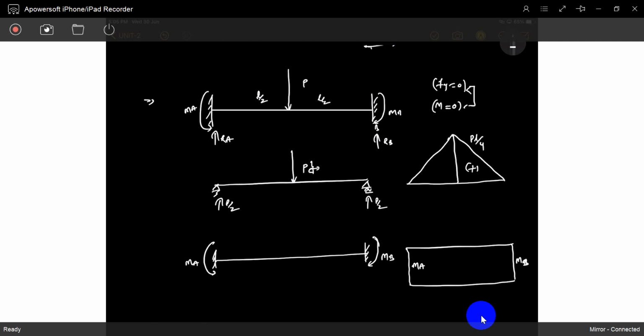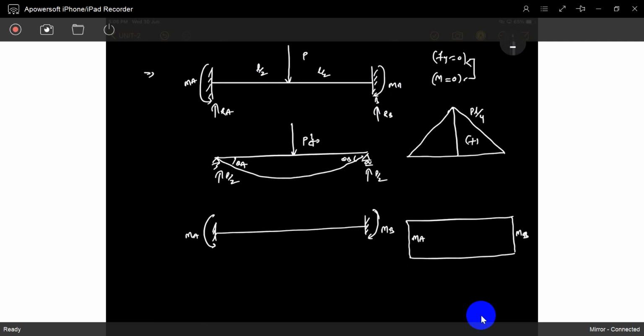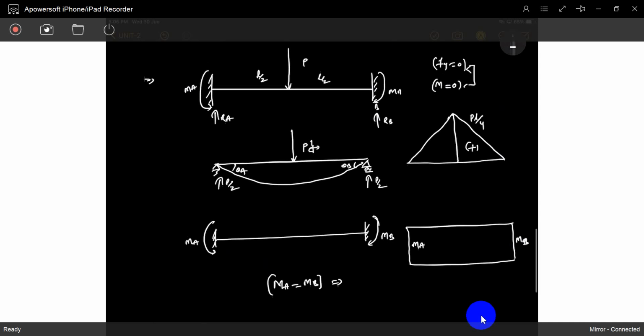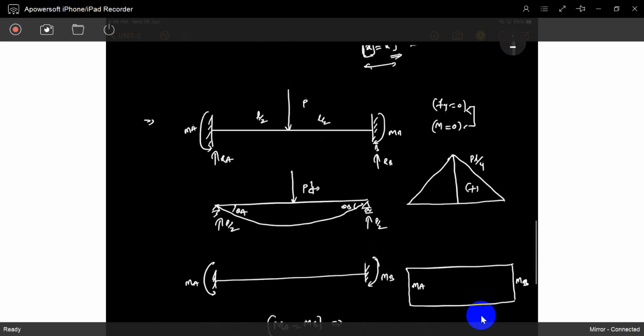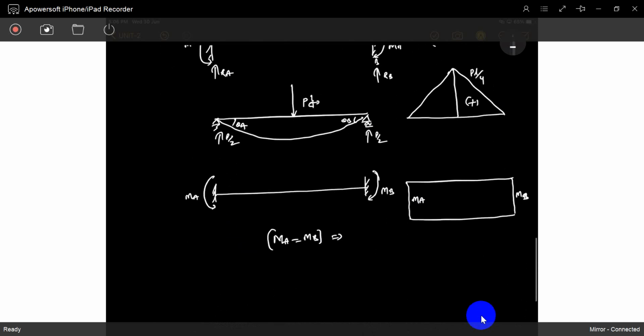So compulsorily these slopes, theta B and theta A, are equal. That's why you nullify the effect of slopes. The fixed end supports generate equal moments. So in this particular problem, we know MA is equal to MB. This is an extra equation we already know. That's why we require only one extra equation. No need to use two. With the help of only one, we can easily find out MA and MB.